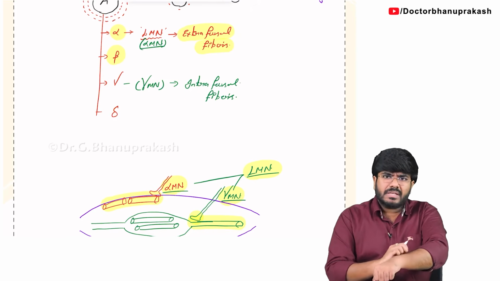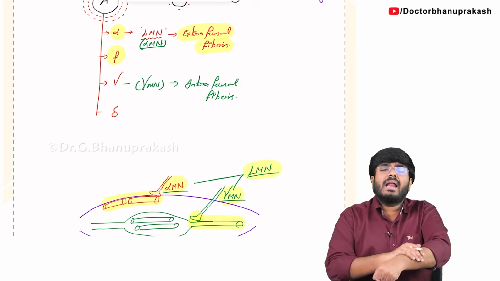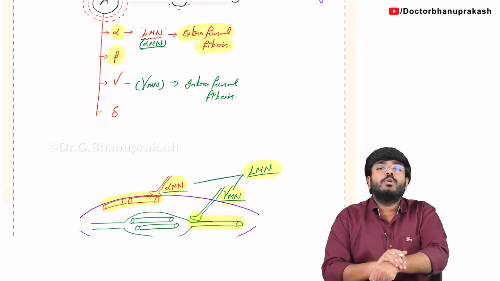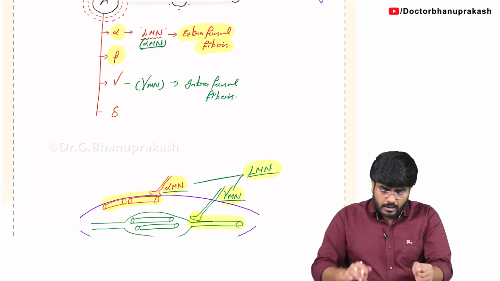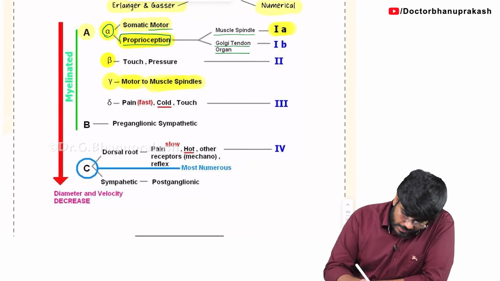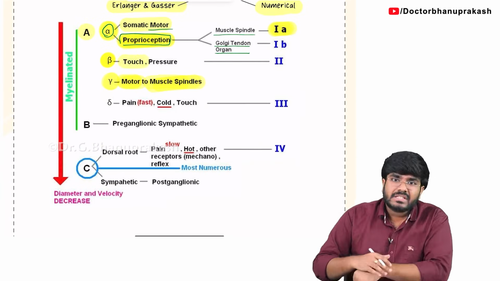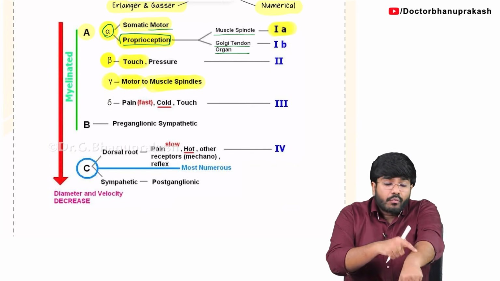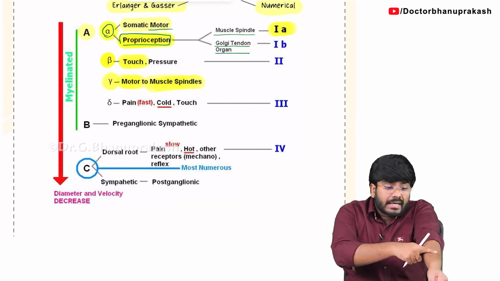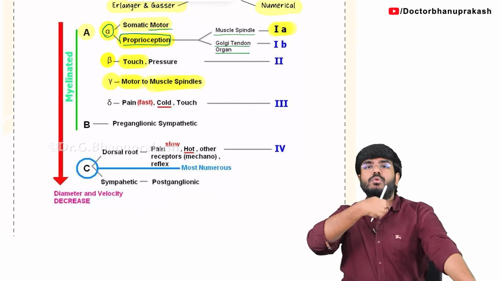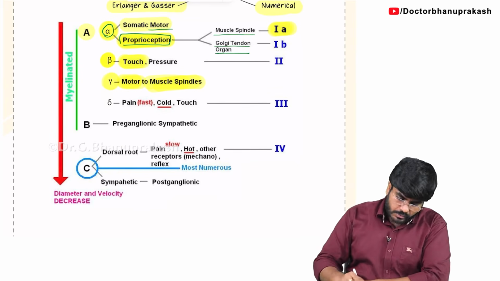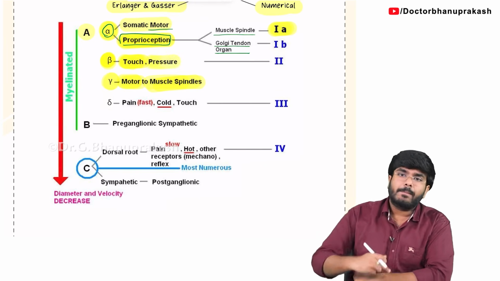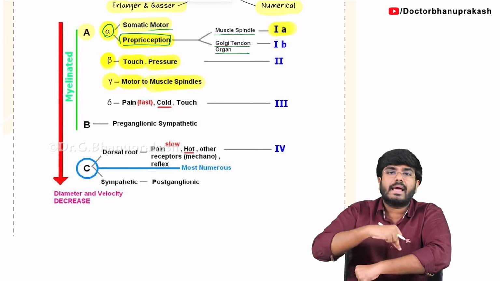The touch receptors in your skin are attached to a sensory neuron called A beta. So what is A beta going to carry? A beta is going to carry touch sensations. Whenever someone touches you, the receptor is activated. From the receptor, the A beta type of sensory neuron takes the information to the spinal cord. So A beta carries touch as well as pressure. Pressure and touch are carried by A beta.